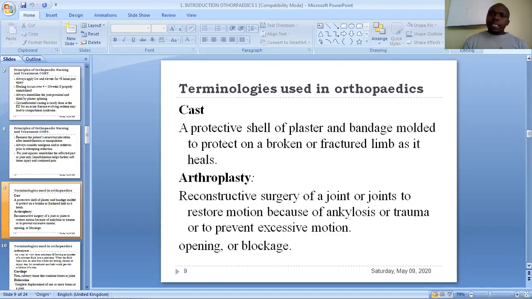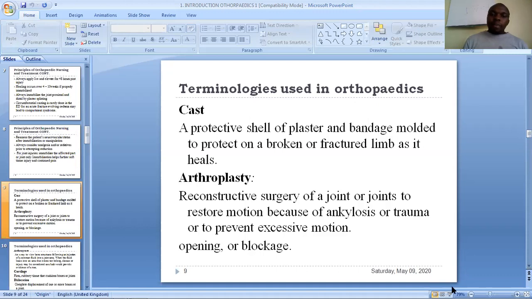Now let's look at the common terminologies used in orthopedics. So we have what we call a cast. What is a cast? This is simply a protective shell of plaster and bandage molded to protect a broken or a fractured limb as it heals. An example of a cast is when you apply that which you commonly call the POP or the plaster of Paris. After you've applied that plaster of Paris, we are going to refer to it as a cast.